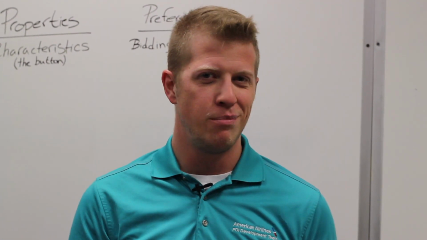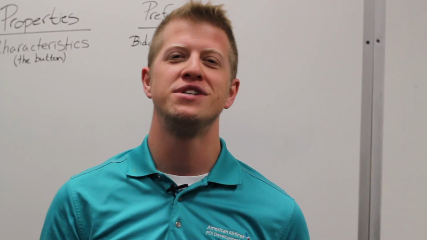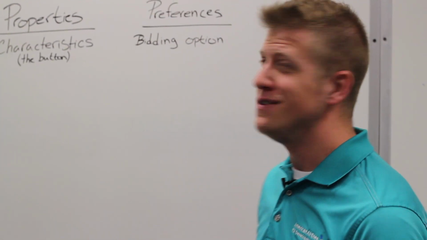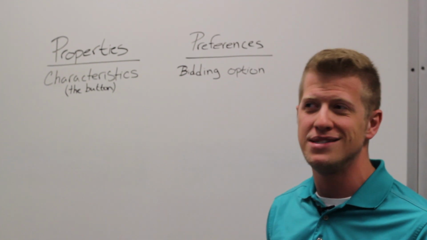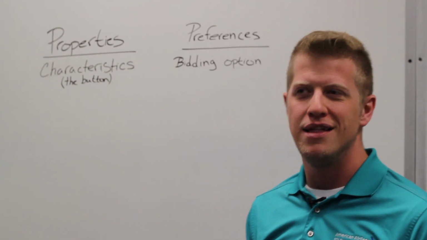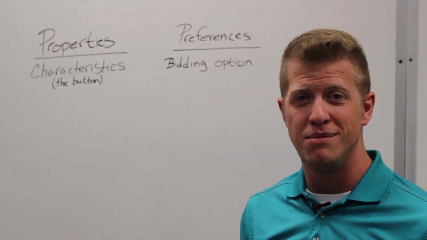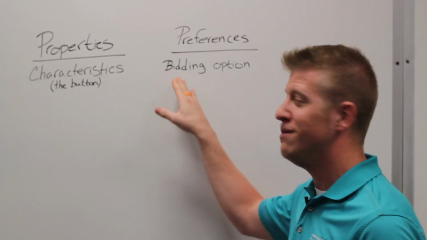But what exactly are properties and preferences? Well, fortunately that's an easy step. Properties and preferences, there's two things. Properties are simply the characteristics within PBS. They're the button that we click, the things that we want to use within PBS. And the preferences are the bidding options.